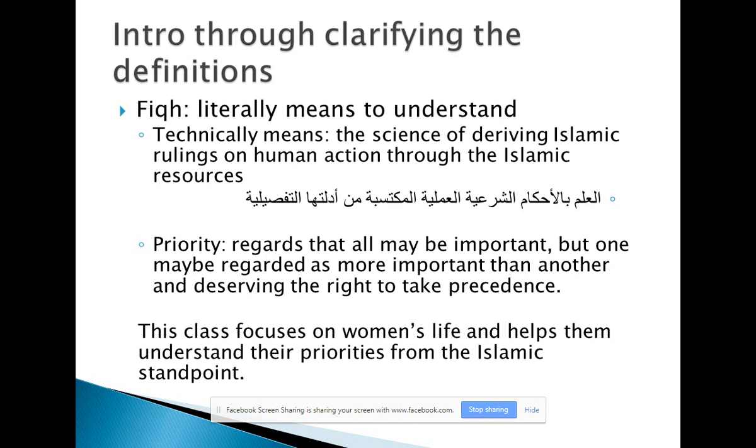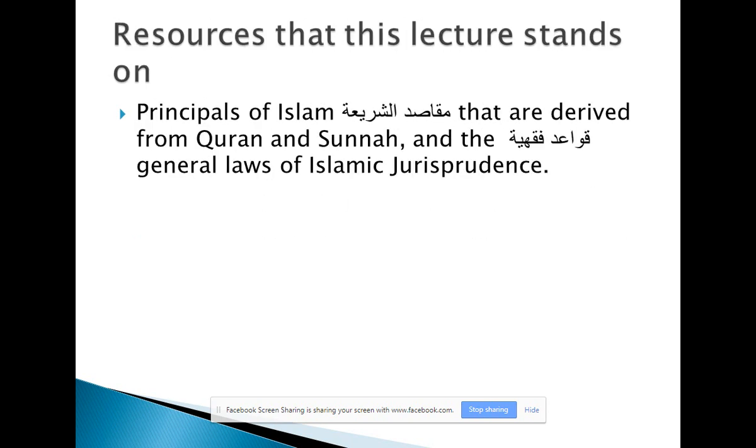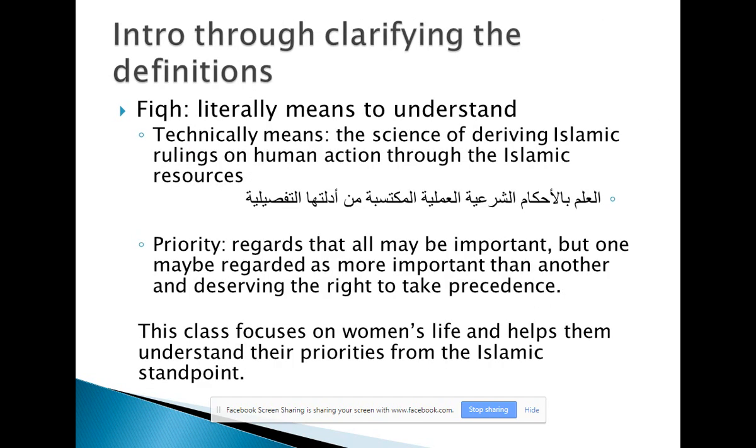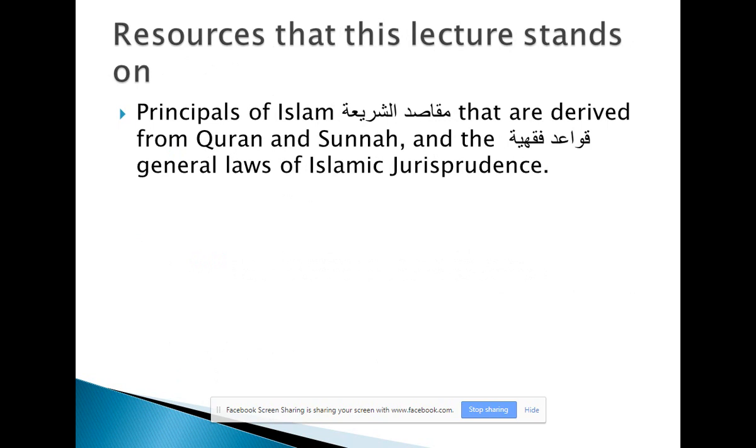But this class, inshallah, aims at understanding at least the most important things that Allah does not want me to be short on or to miss out on while thinking that I'm doing everything. I want to understand what is the most important thing. For example, unfortunately, many women focus on just making their houses clean, not realizing: wait a minute, did you look at your children? Did you teach your children? We're going to talk about how we work out those priorities.